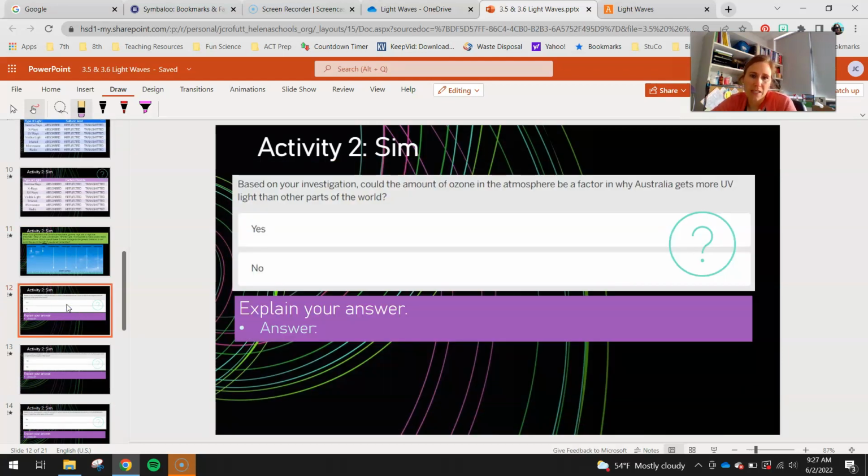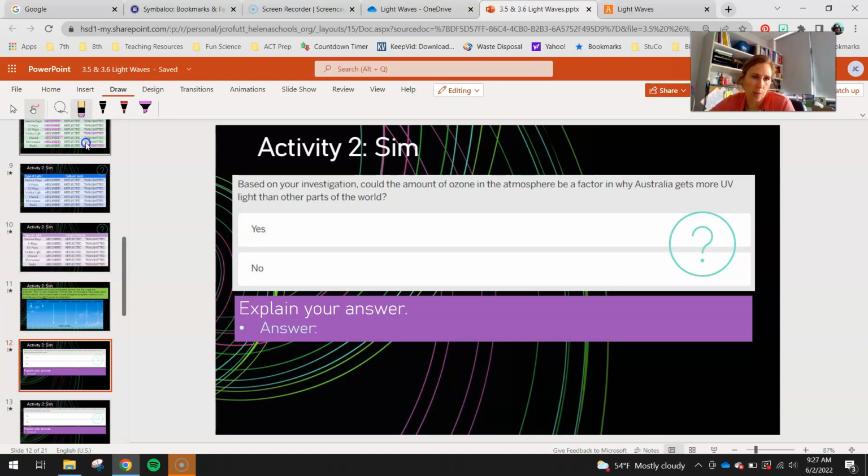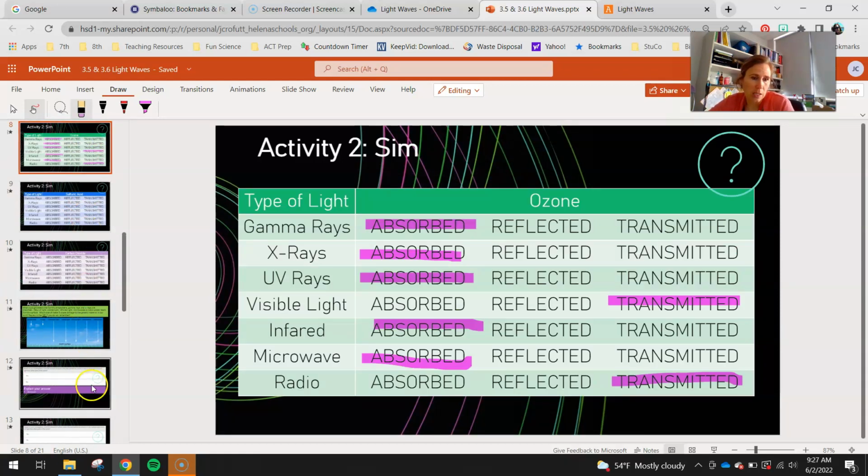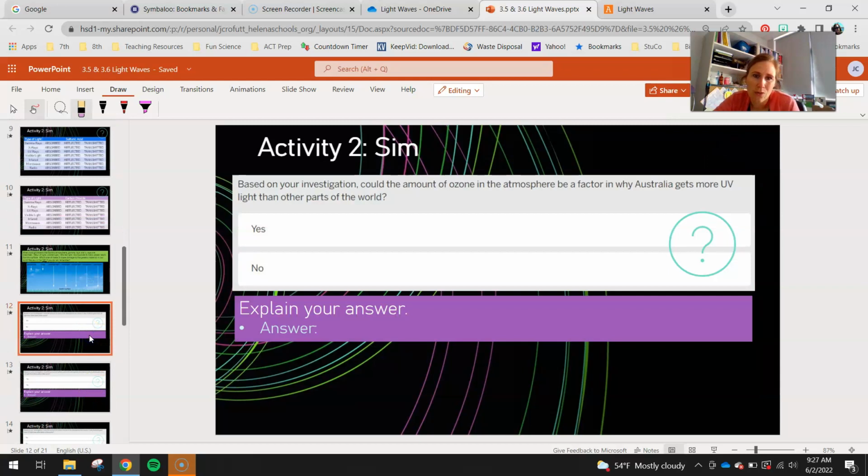Based on your investigation, and if you need to look back at your data tables, which I'm assuming you might, you're going to answer these questions. Could the amount of ozone, either having more or less ozone in the atmosphere, be a factor in why Australia gets more UV light than other parts of the world? Look back at slide 8, which shows your data for ozone, and ask yourself, could this be a reason? Is UV getting past ozone? Could having more of it or less of it cause more UV light to hit the earth in Australia and cause skin cancer? Then explain your answer.